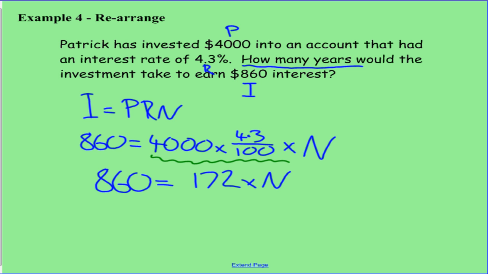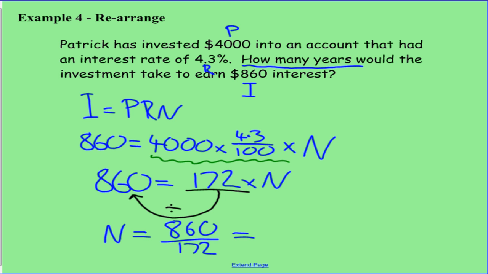Now we're going to have to get rid of this 172, put it on the other side of the equation. Because it's been multiplied by the n, we're going to have to divide by it. So we're going to be left with n equals 860 divided by 172, which is going to give us a total of 5 years. So Patrick needs to invest $4,000 for 5 years into this account before he can expect to receive $860 in interest.